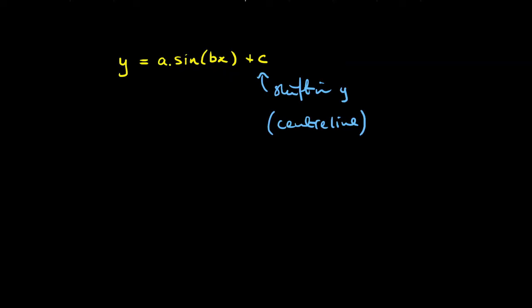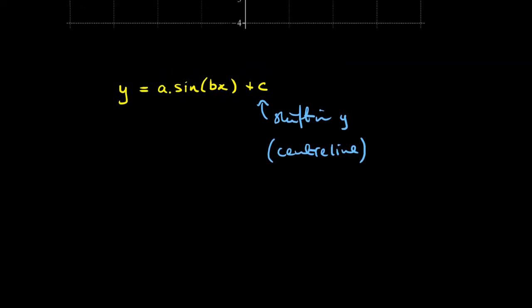All right. Okay, next one. Let's do B. B is often the most tricky. So B here is the number of waves in 360 degrees, or 2 pi if you're using radians. Now, students find this one the hardest.